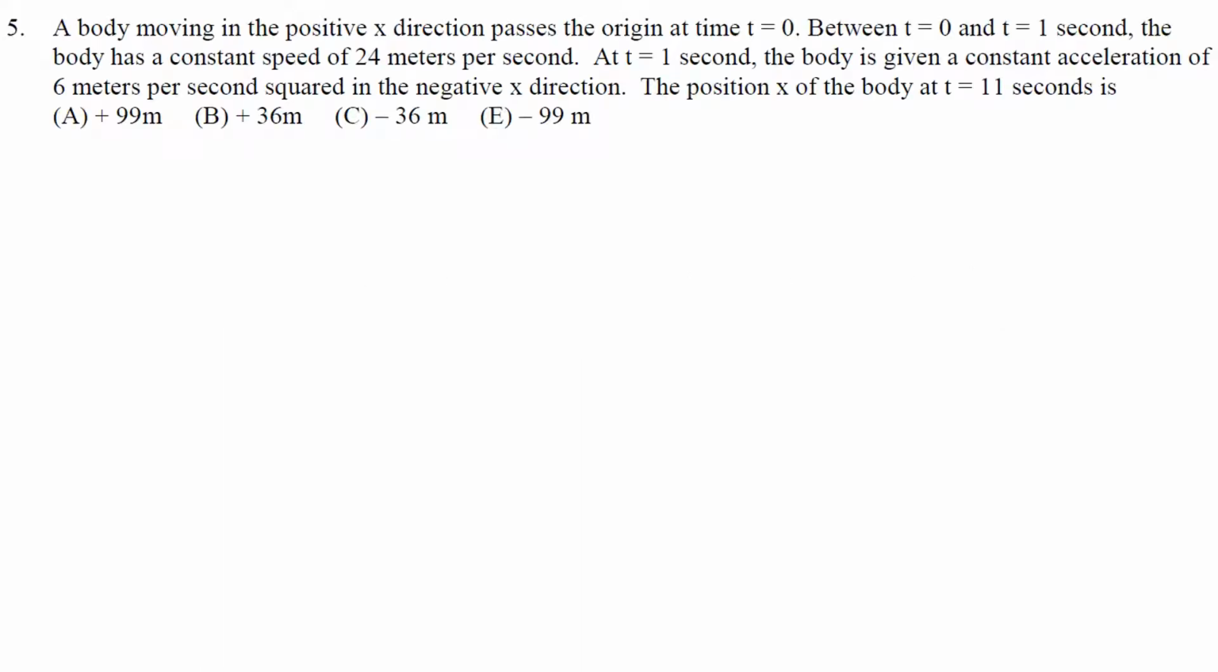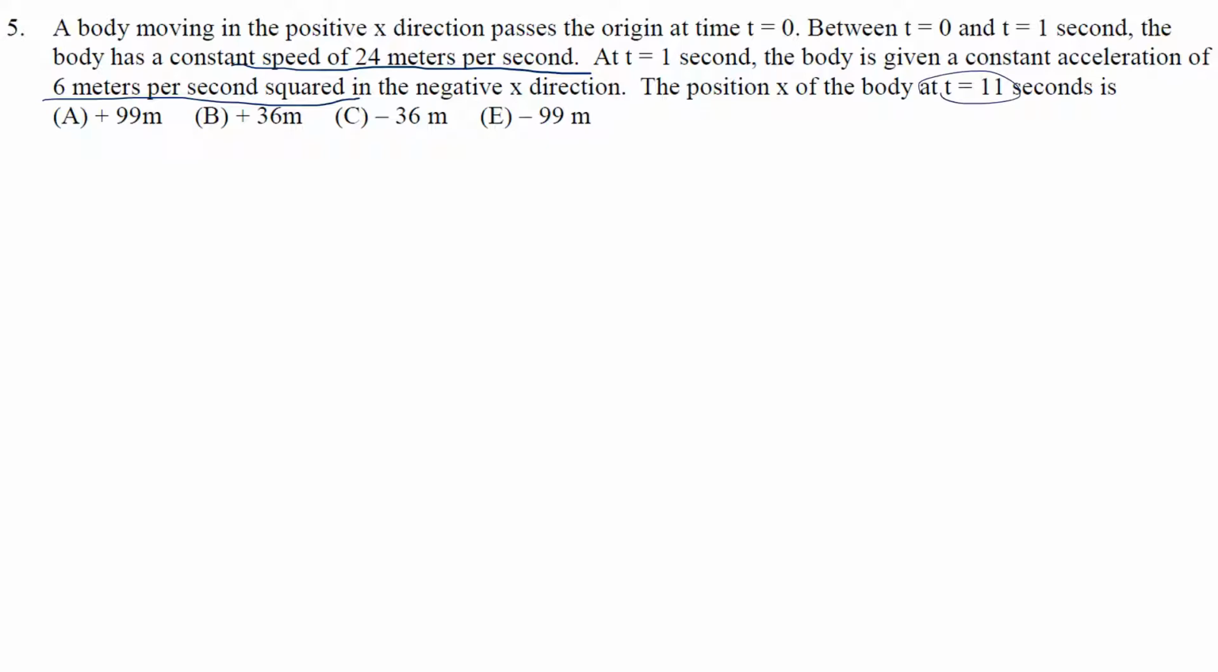So let's go through this question. A body moving in the positive x direction passes the origin at time 0. So it starts at 0 at time 0. Between time 0 and 1 second, the body has a constant speed of 24 meters per second. And at t1, the body is given a constant acceleration of 6 meters per second squared in the negative direction, so negative 6 meters per second squared. The position at 11 seconds is.